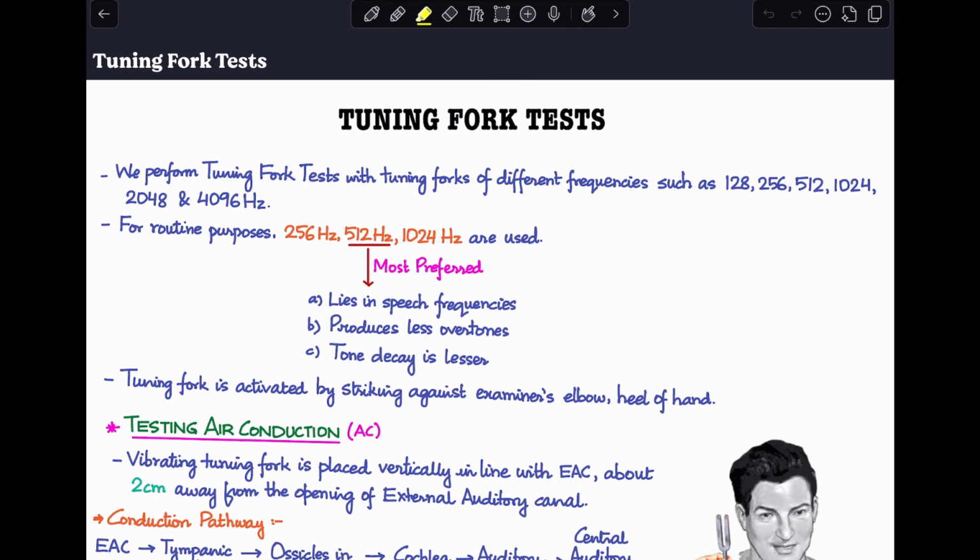So, in today's discussion, we'll be talking about 6 tuning fork tests. But before we go into them, let's first try to understand what is the basic principle that we are using to test these tuning fork tests.